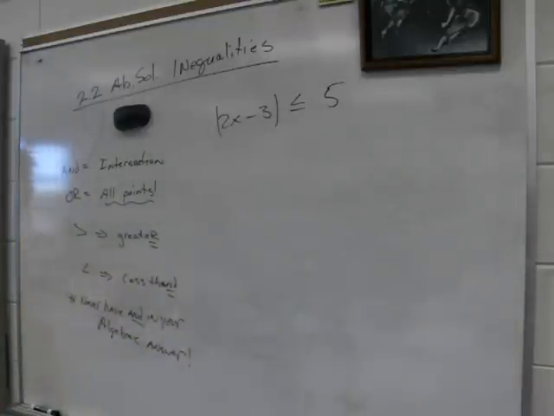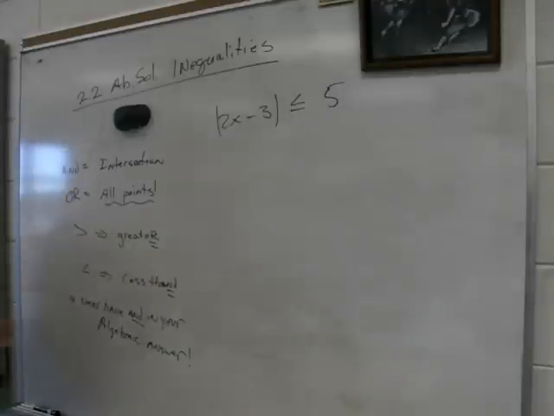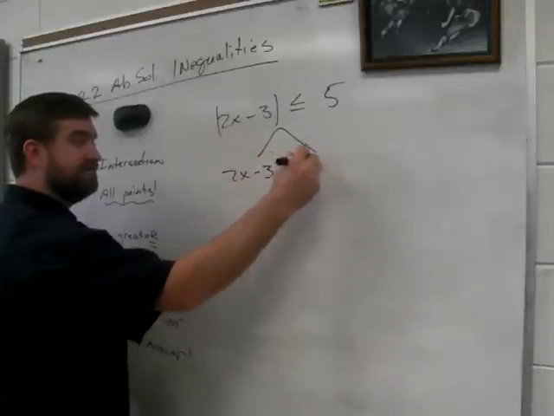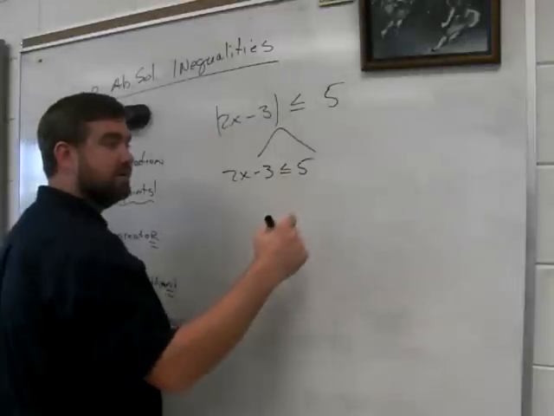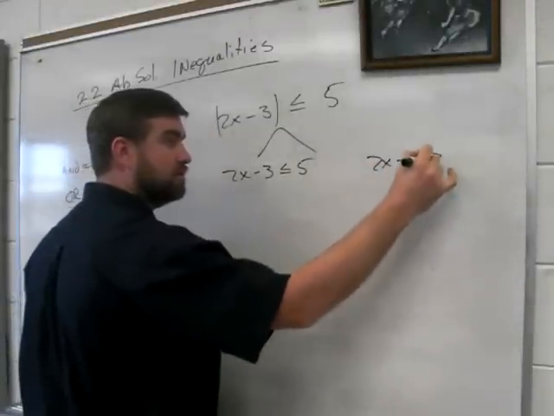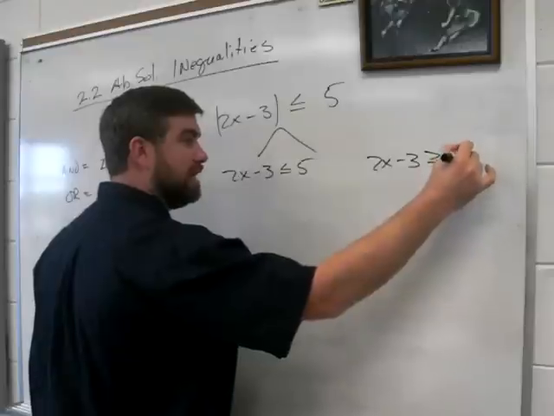The absolute value of 2x minus 3 is less than or equal to positive 5. First step is to do what? Write them both out. Break it up. 2x minus 3 is less than or equal to 5. What goes over here? 2x minus 3 is greater than or equal to -5.